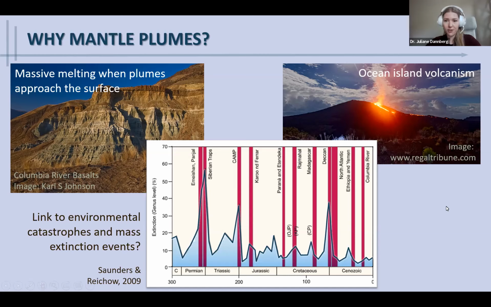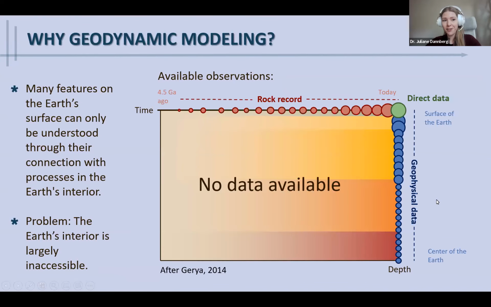So why do I want to study these plumes using geodynamic models? As with many other features on the Earth's surface, we can only understand the observations that we have about plumes if we connect them to the processes in the Earth's interior. But the problem with that is that the Earth's interior is mostly inaccessible.